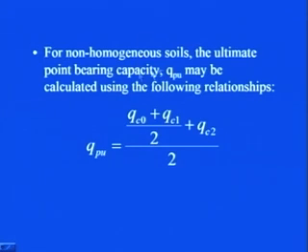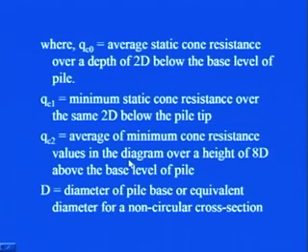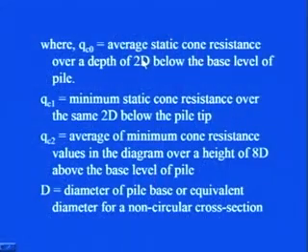What happens in case of non-homogeneous soil? For non-homogeneous soils, the ultimate point bearing capacity Qpu may be calculated using the following relationship, that is Qc0 plus Qc1 by 2 plus Qc2, this whole divided by 2. Now, what are Qc0, Qc1 and Qc2? Let us try to see that. Qc0 is the average static cone resistance over a depth of 2D below the base level of the pile. So, wherever the tip of the pile is resting, you take the depth of 2D below that, and whatever is the average static cone penetration resistance over that particular depth, that is Qc0.